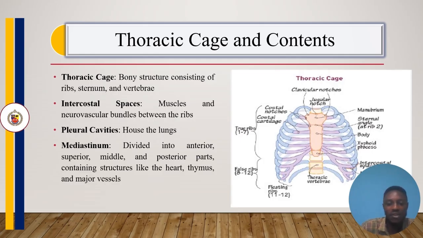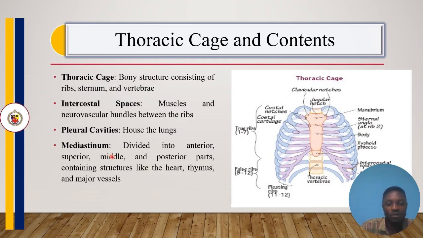So I hope you can see a diagram representation of that. This is the thoracic cage here, which is the bony structure which consists of the ribs, sternum, and the vertebra, right? In this particular region, there are organs that are located there, and what these bones do is that they help to shield these organs from external injuries.